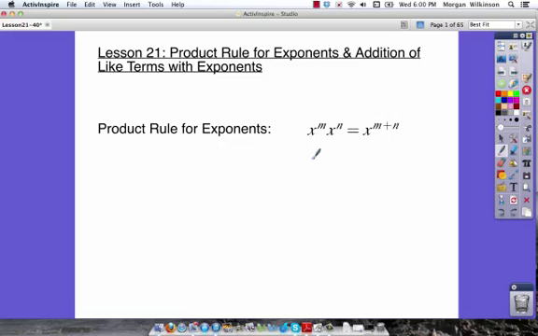Lesson 21. Lesson 21 is about the product rule for exponents and addition of like terms with exponents. Now if you look in your textbook, you'll see that the product rule for exponents is x to the m times x to the n is equal to x to the m plus n. So if we want to simplify this, we take the base, they're the same, it stays the same across, and the powers are added together to form our simplified answer.